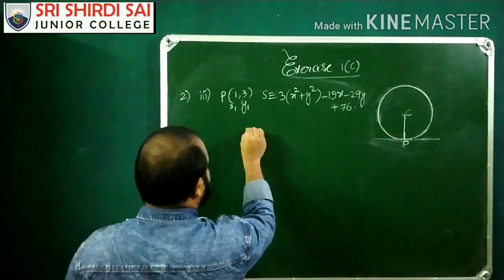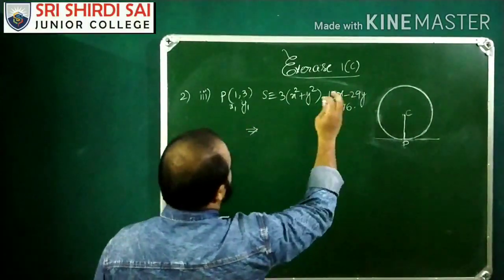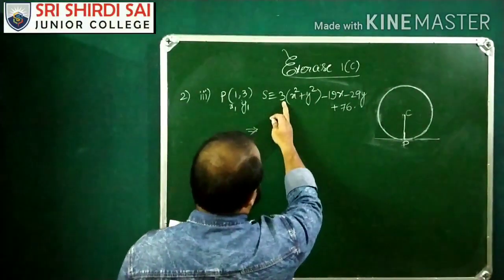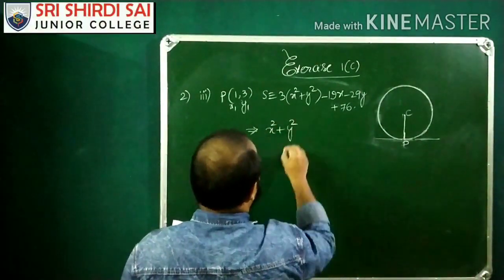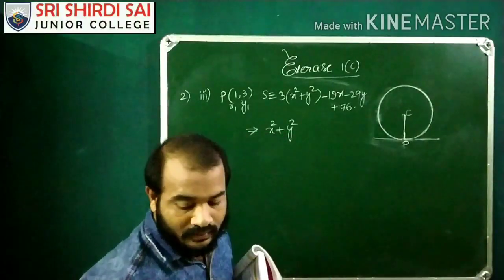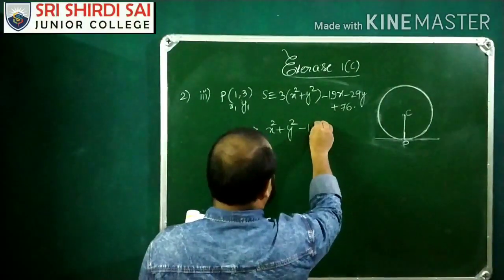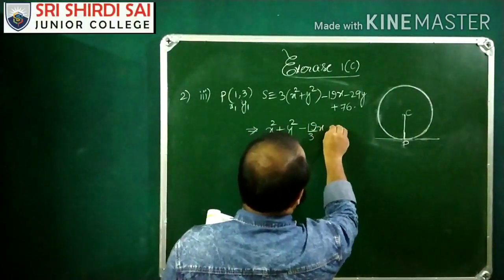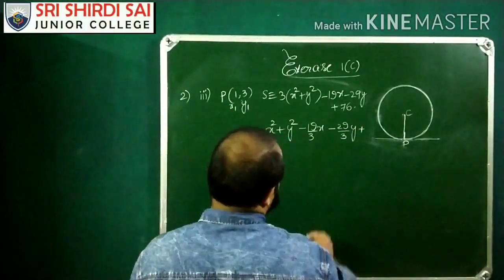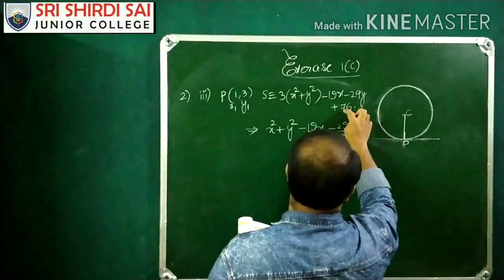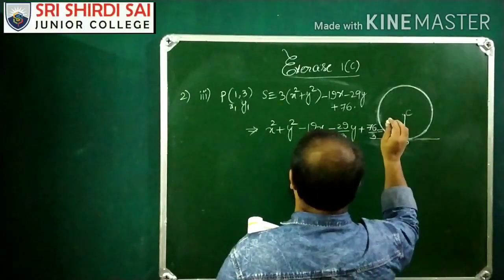So first let us take 3 as common, let us divide this by 3. So x square plus y square minus 19 by 3 x minus 29 by 3 y plus 76 by 3 equals 0.